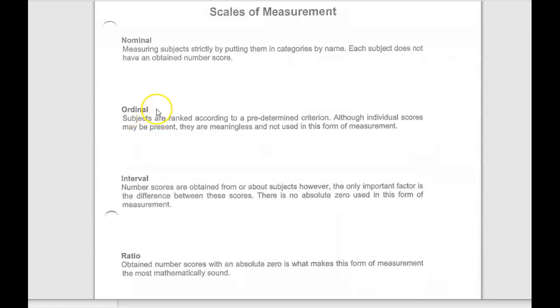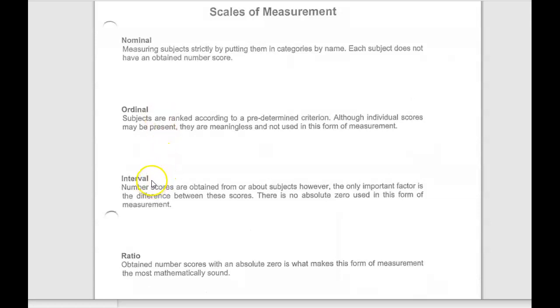Ordinal. Think this in your head and you will probably never get it wrong, or at least I hope. Rank order. When you see ordinal, think that. Rank order. So, is what is known about you, or your subjects for your study, just their rankings? 3rd place, 5th place, 2nd from the bottom? Well, whatever it is, as long as you know what the rank is of that person, that is ordinal. So again, think rank order.